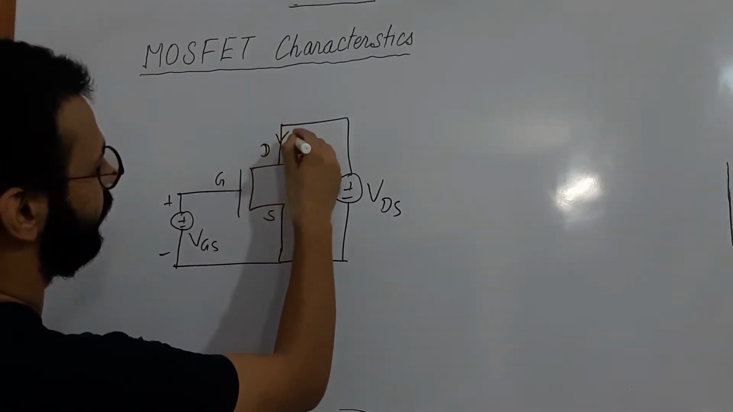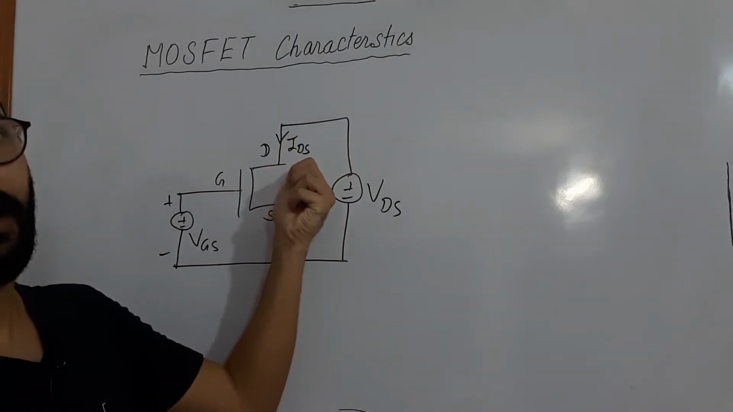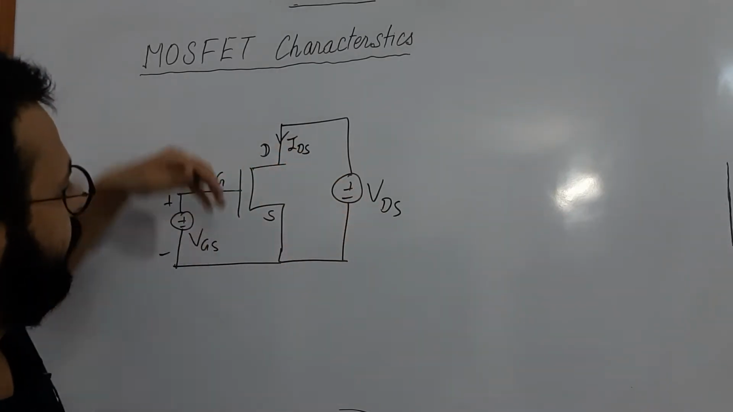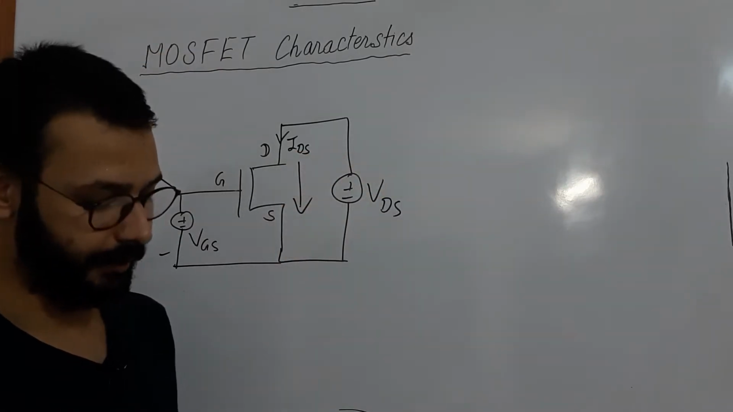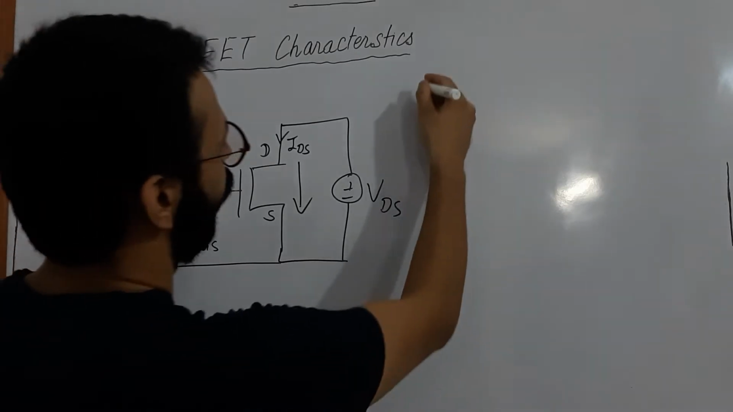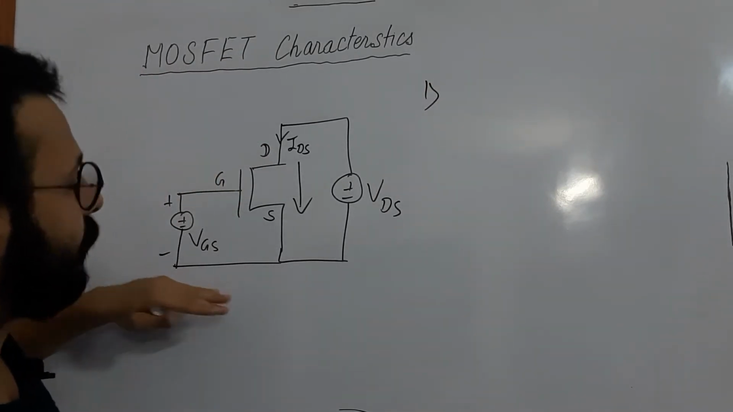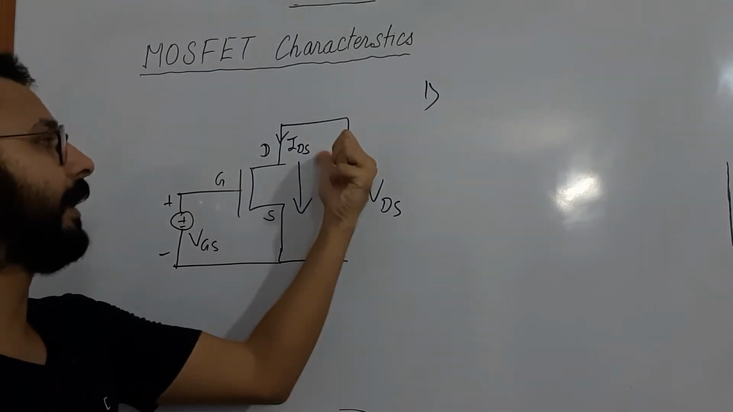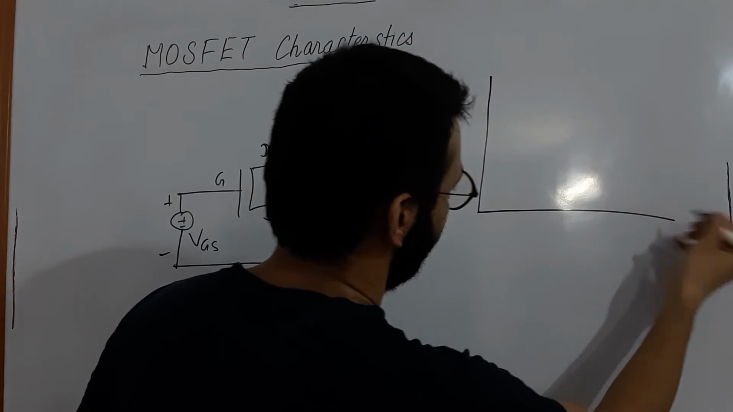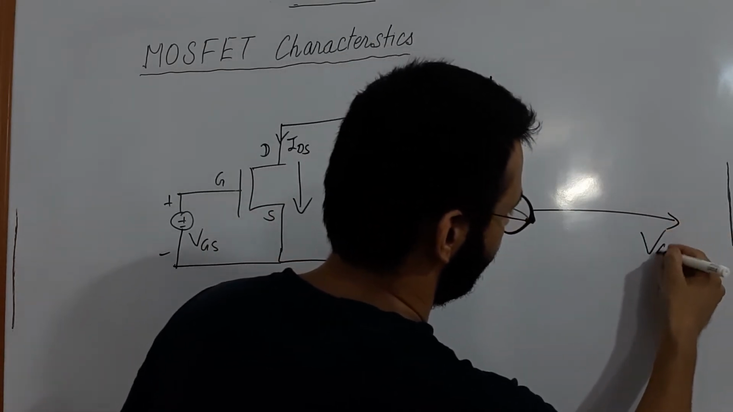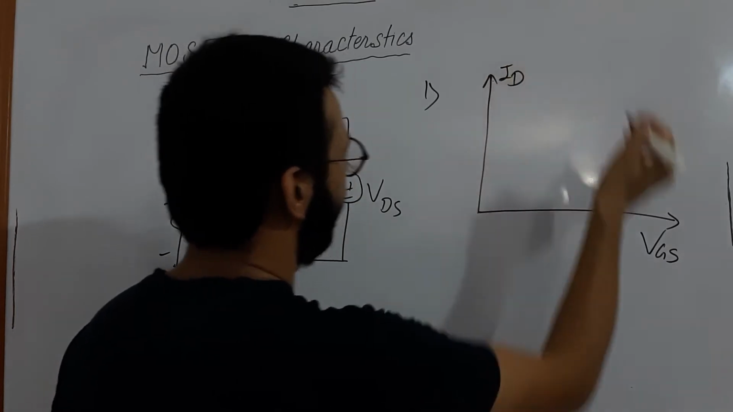Then this is the ID current. And what is the direction of the ID current? Drain to source. So this is the direction of the current. Okay, so what was the first point? The first point was we will swap the VGS voltage and we will measure the ID current, right? So I will directly make the plot of VGS and the ID current.